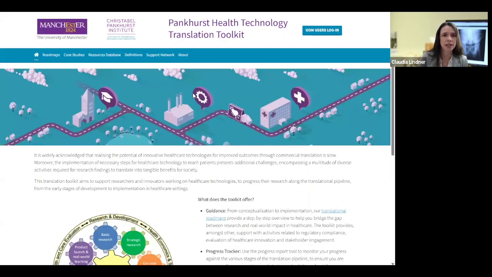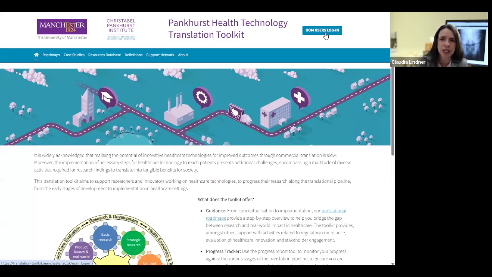So this is the landing page of the toolkit, and it can be accessed via translation-toolkit.manchester.ac.uk. You will see on the landing page there's a summary of the features that the toolkit provides, but what you will also notice is at the top right, there's a University of Manchester login button. So what does that mean? The toolkit in general is available to everyone, so it's open access.